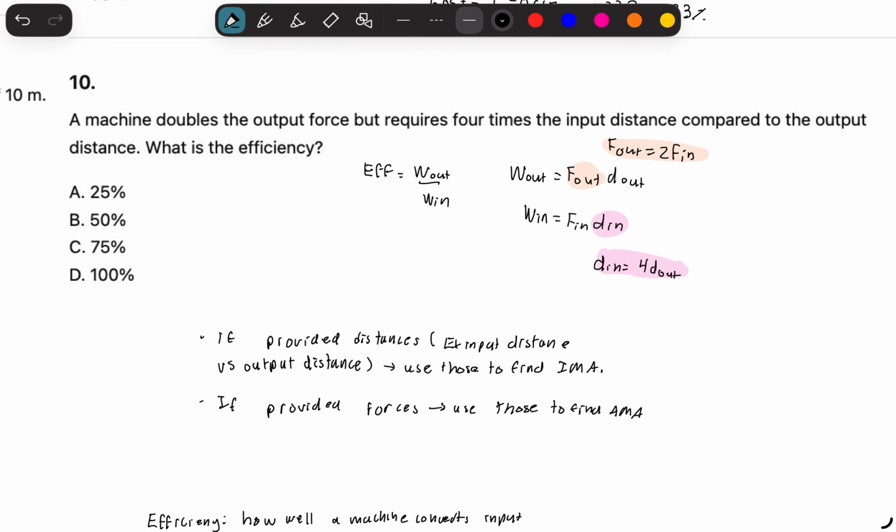Now we can create a relationship with all of this. We can plug these into efficiency. We're going to take work out and plug this in here, and take work in and plug this in here. So your efficiency is equal to 2 times F in times D out divided by F in times 4 times D out. If you cancel everything, you can cancel your F in and you can also cancel your D out. You can see that your relationship is 2 over 4, which is equal to 1/2. And 1/2 is equal to 50%. So your answer is going to be B.